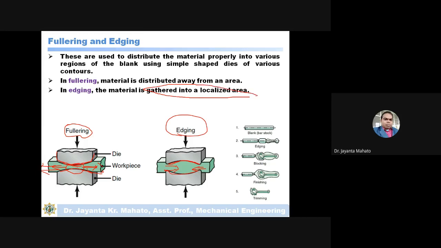Gathered into the localized area means the material is collected into this deformed area. So according to the requirement, you use this type of shapes of dies. If you want to gather the material into a localized area, then you have to perform the second one. And if you want to distribute the material away from the localized area, then this type of die has to be used.